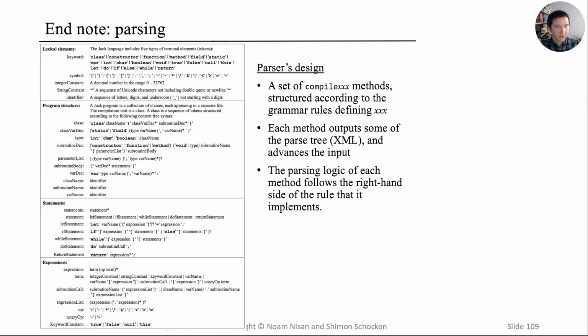One note about parsing as we get in. In the parser design, we have a set of these compile XXX methods that compile these various grammar rules. Each of these is going to output an XML tree and advance the output. And that XML tree shows that you understand the structure and hierarchy of the actual Jack code that your program is able to understand.